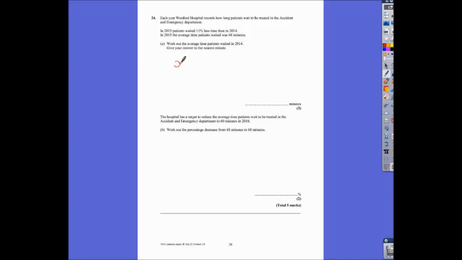Well, we don't know the average time in 2014, but if we did, we would multiply that by 0.89. So 0.89 is 11% off 100%. So 100% take away 11 is 89%, and as a decimal that would be 0.89. And that would give us the 68 minutes that we're after. So to work out what it was originally, you do 68 divided by 0.89, and that would give us 76.4, but to the nearest minute, that would just be 76 minutes.